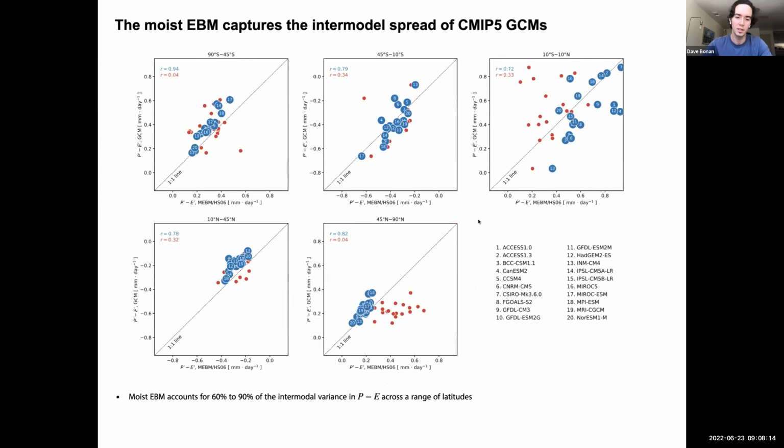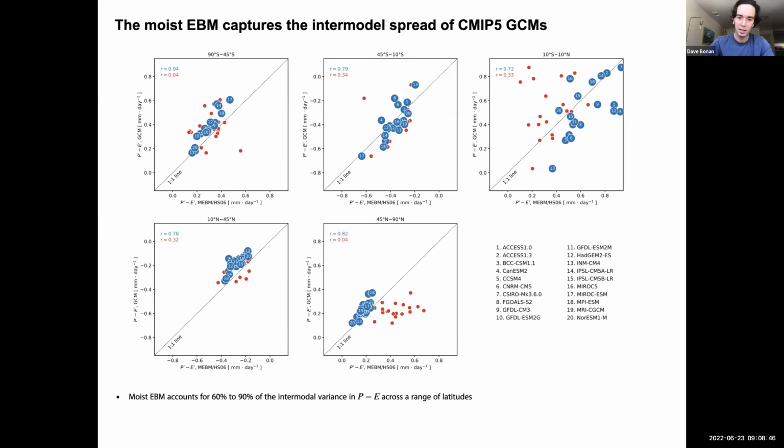And what I want to highlight is that if you just take an average of the P-E response in various regions like the extratropical high latitudes, subtropics, deep tropics, or the subtropics and extratropical high latitudes in the northern hemisphere, and just plot that against the GCM, you can see that the energy balance model, which is in blue, captures a lot of intermodel variance. So especially in the high latitudes, it's capturing approximately 80% of the intermodel variance. And even in the tropics, it's capturing 50%, whereas the Held-Soden scaling isn't capturing much of the intermodel variance.